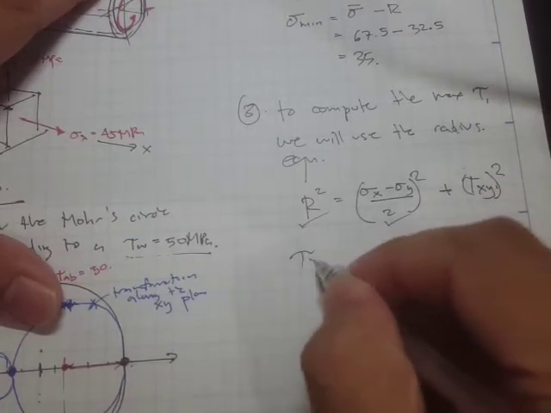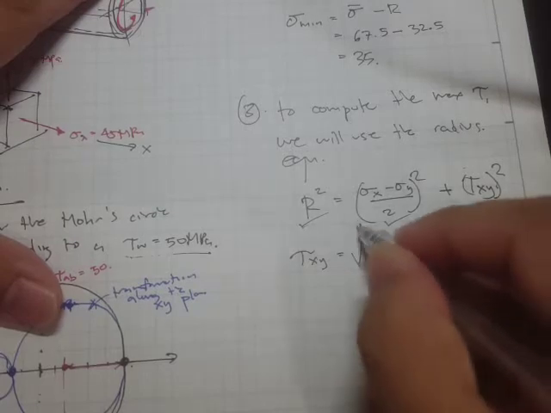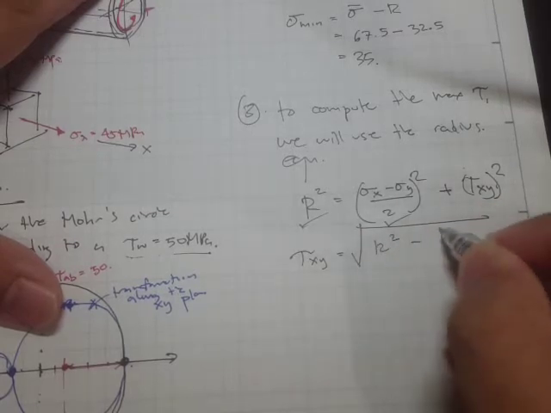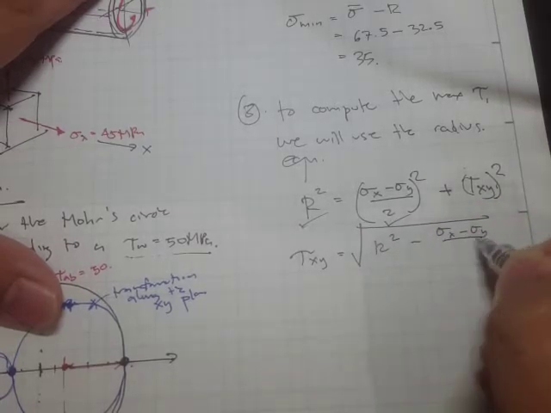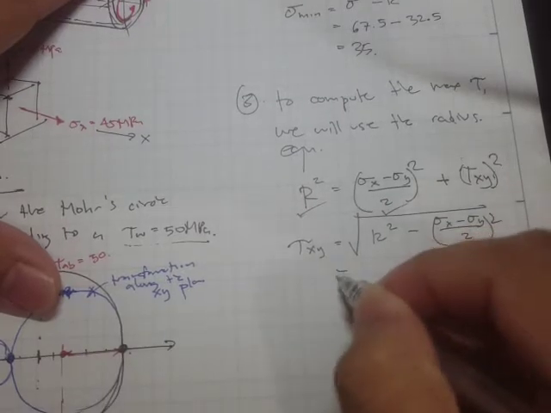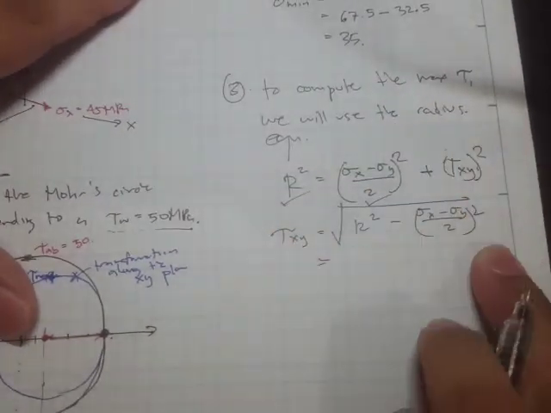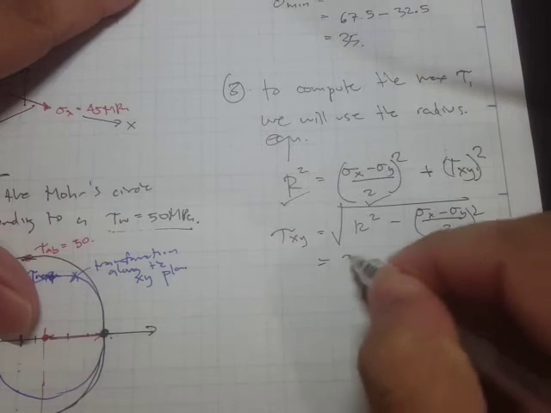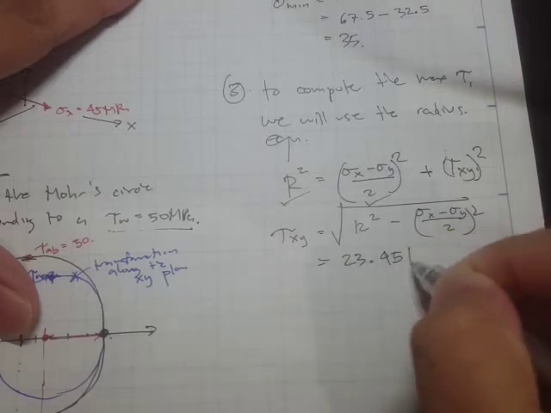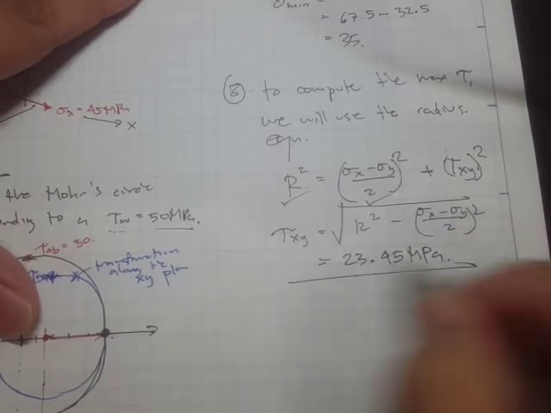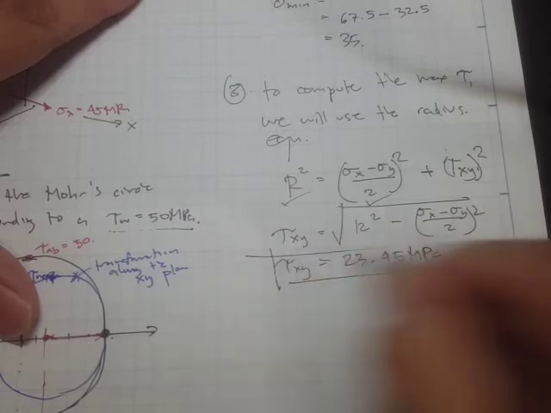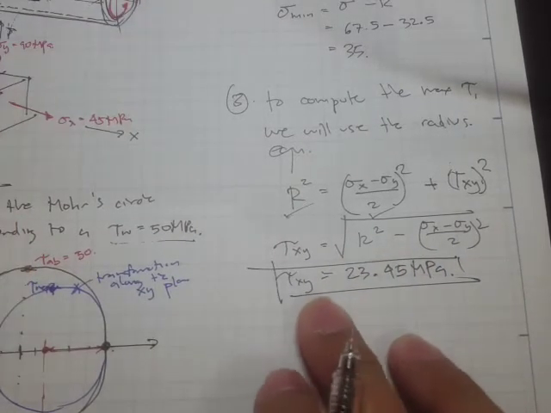Okay, so for the shear stress, this is simply the square root of r squared minus sigma x minus sigma y all over 2 squared, and if you substitute all the values, what we get is 23.45 megapascals. So here's our shear stress.